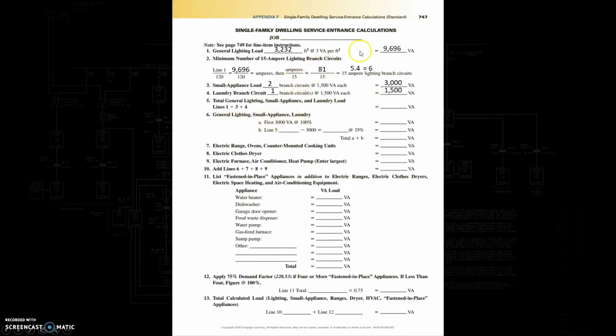So now we're going to go ahead and add up lines 1, 3, and 4. And they reference lines that coincide with these numbers over here. So when we add that up, we get 14,196. Why did we add those 3 up?